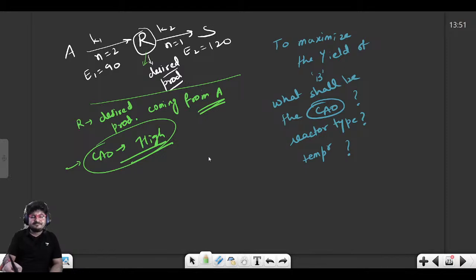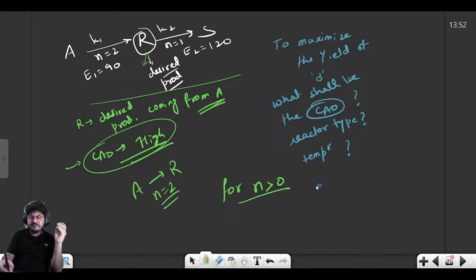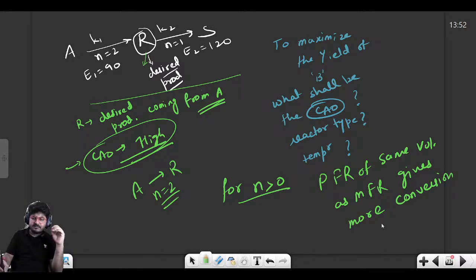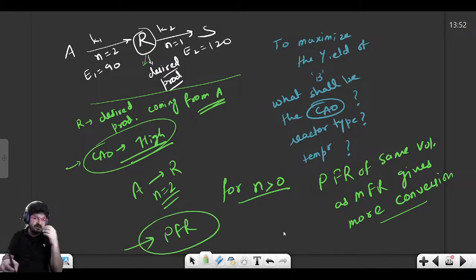Now, if I talk about the reactor, you can see A gives R follows second order kinetics. So you know that for chemical reactions having order of reaction greater than 0, we prefer PFR, because a PFR of the same volume as an MFR gives more conversion. Yesterday we discussed the reason for this with the help of the back mixing concept. So obviously we will prefer PFR. That is my second point.